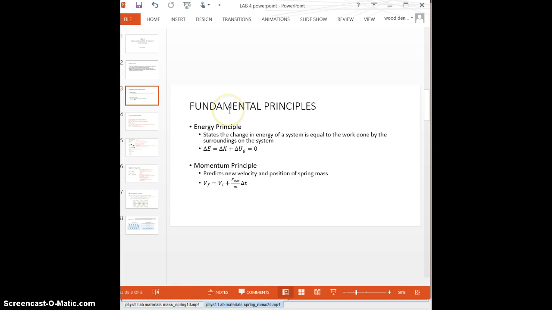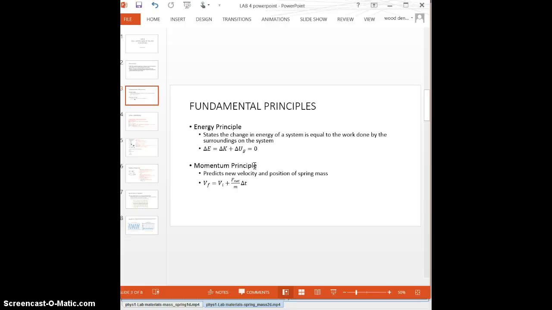let's go over the fundamental principles we will use in order to analyze the motion of the mass, starting with the momentum principle, which predicts a new velocity and position of the spring mass. So we're going to use that to find all the velocity values as well as predict the new positions of the mass. That is, the final velocity is equal to the initial velocity plus the quotient of the net force over mass, all times the change in time, delta t.